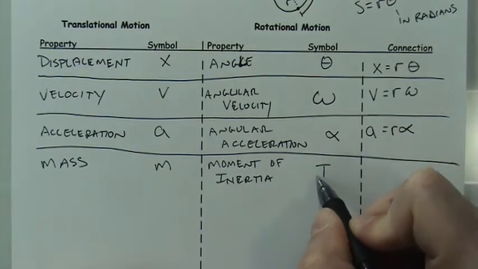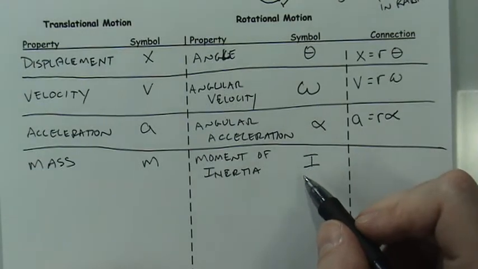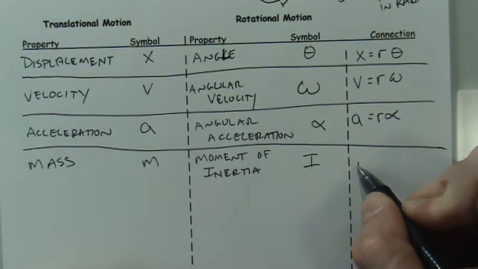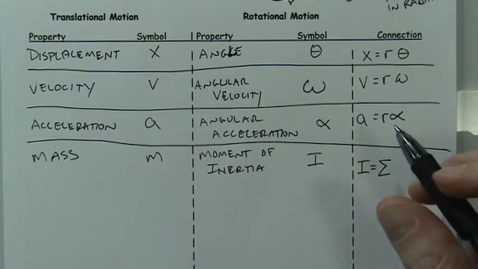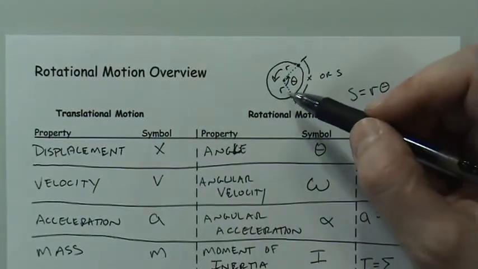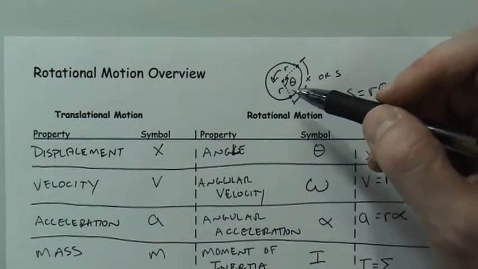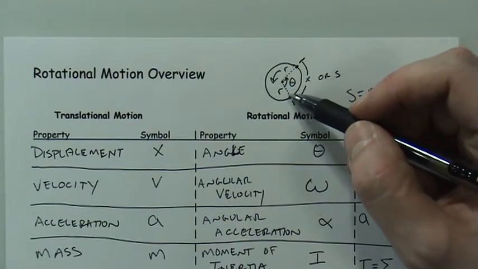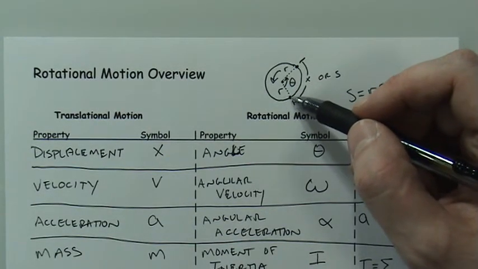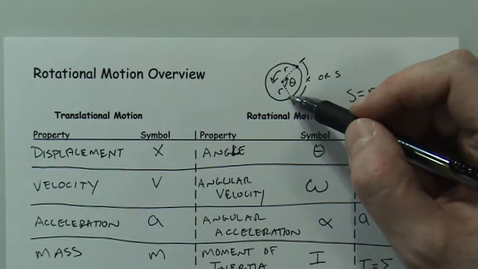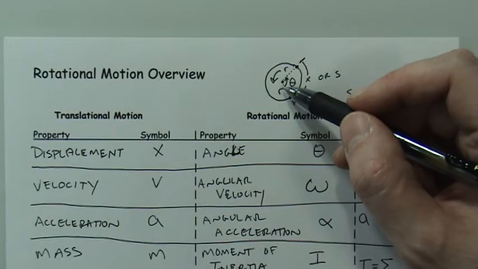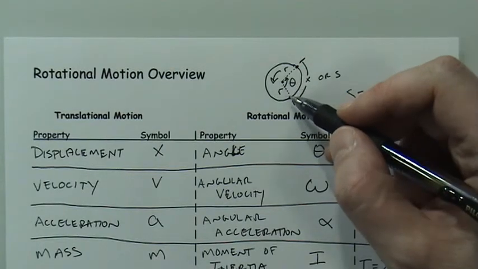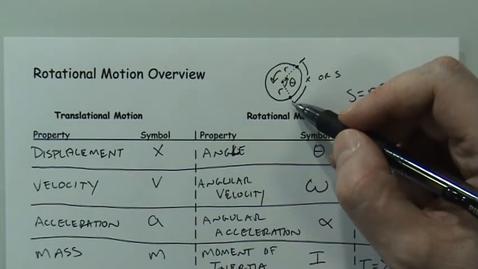It uses the symbol I, and the way you calculate the moment of inertia is that you take the disk that we were looking at here, or whatever object is spinning or rotating, and break it up into smaller pieces. Then we take the mass of that piece and multiply it by its distance from the center of the motion, squared.